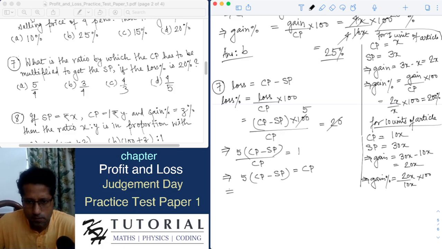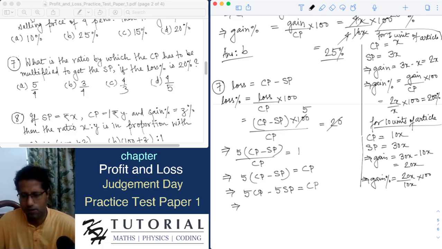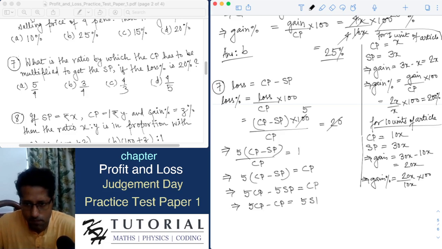So this implies 5 Cp minus 5 Sp equals Cp. So if we bring all the Cp terms to the left hand side and all the Sp terms to the right hand side, we get 5 Cp minus Cp equals 5 Sp. This implies 4 Cp equals 5 Sp.